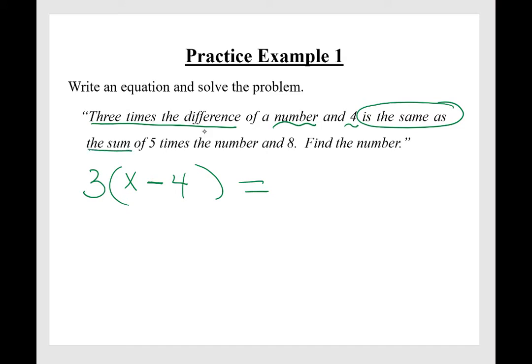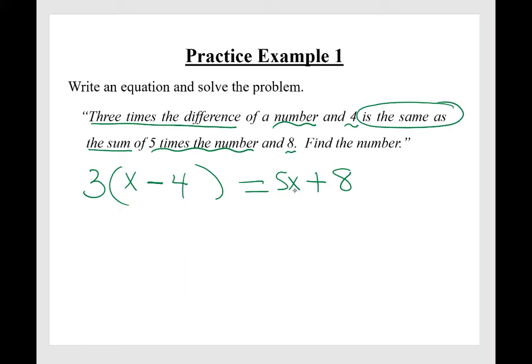And then the sum. So there's an addition sign over here because we're adding things together. We are adding together 5 times the number and 8. So 5x plus 8. So hopefully that is the equation that you came up with. And I know for some of you it's a struggle. Keep practicing. That's the only way you're going to get better. There is no magic pill.